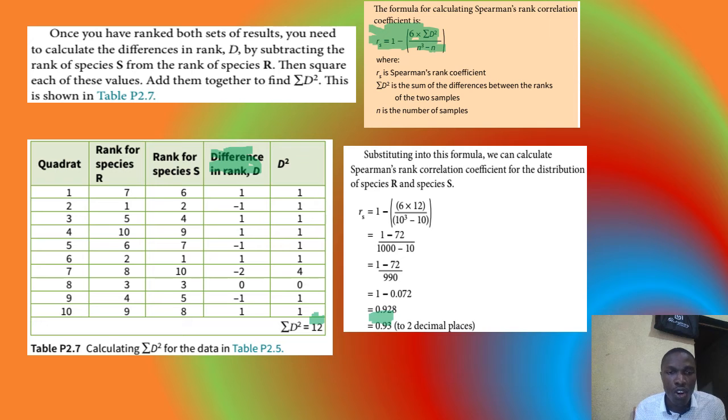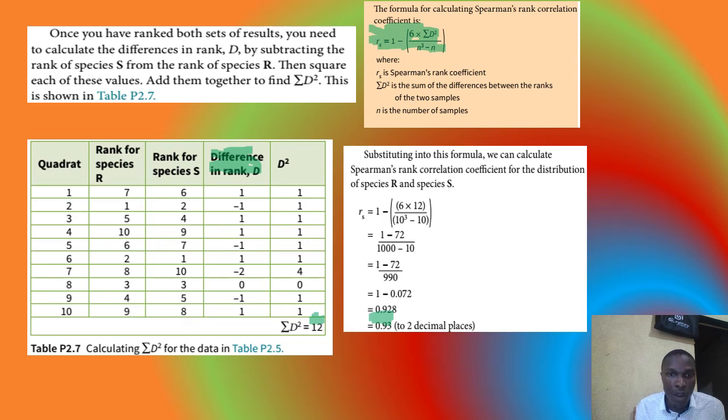For example, in this case, quadrat 1 had rank 7, quadrat 2 had 1, quadrat 10 had 9. So we arrange just like we had in the previous table. We also do the same for species S, and then we can determine d by subtracting the rank for species R minus the rank for species S. The order doesn't matter. One might have had the rank for species S here, and here the rank for species R. Whether you get a negative or not, it will be catered for, in other words, removed when we square.